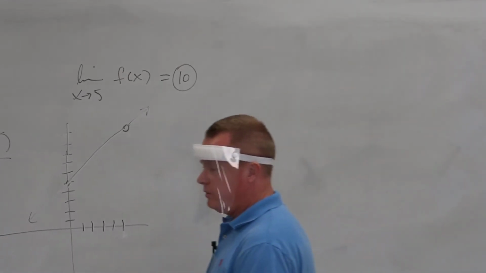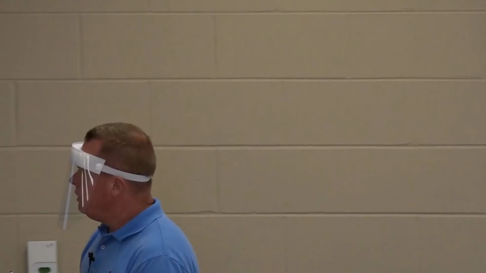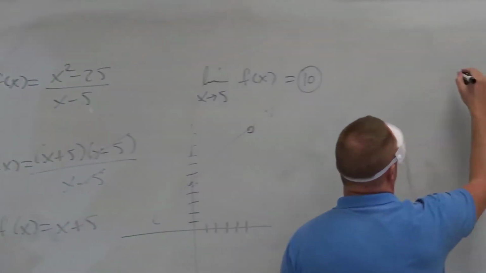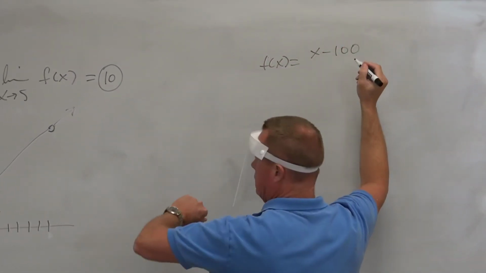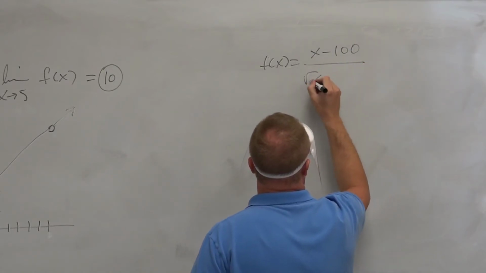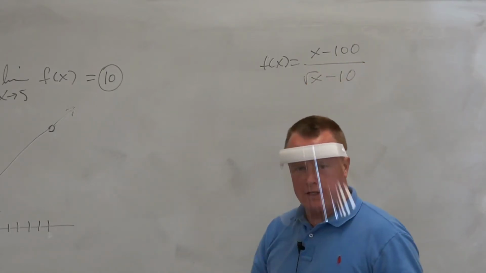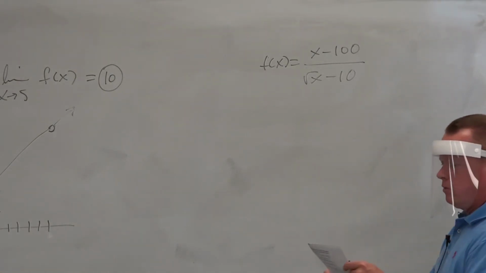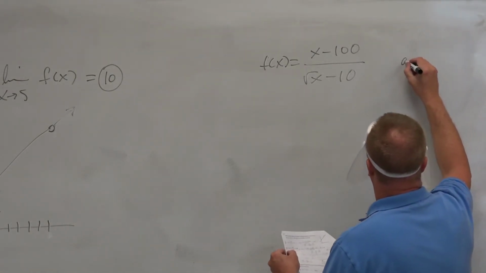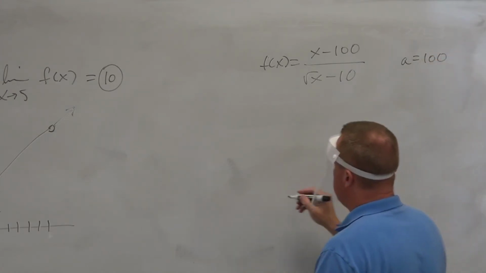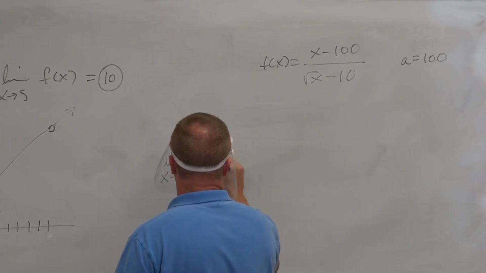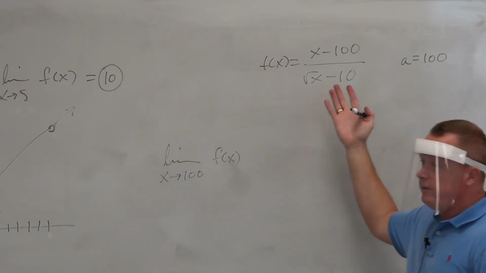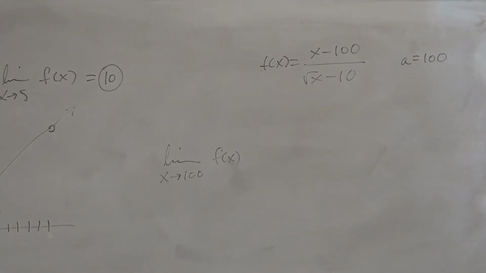Now the next one, I went and threw it in there. f of x equals x minus 100 over square root x minus 10. Okay, and we want to know the limit when a is equal to 100. So we want to know the limit as x approaches 100 of the function. Well, guess what? If I put 100 in the bottom, that gives me 0 in the bottom. All right, so what do we have?